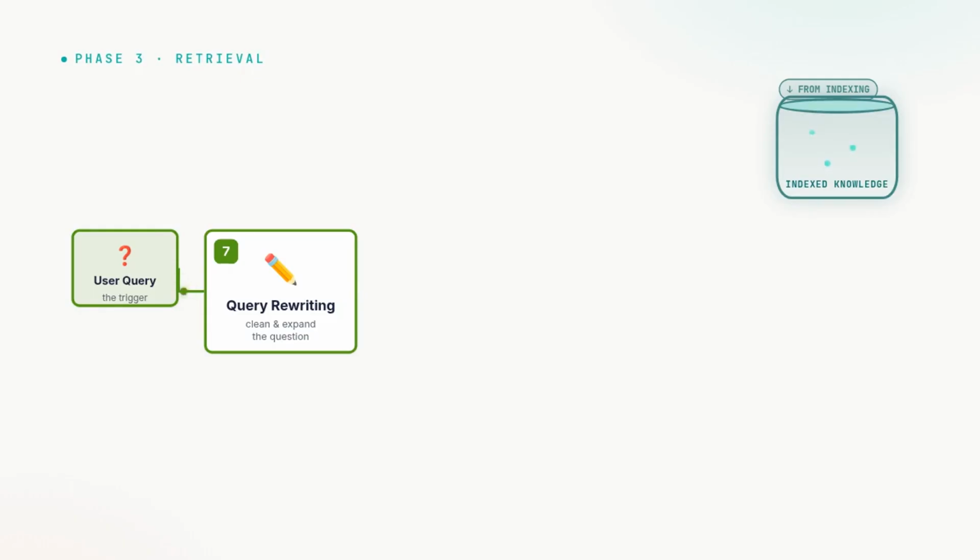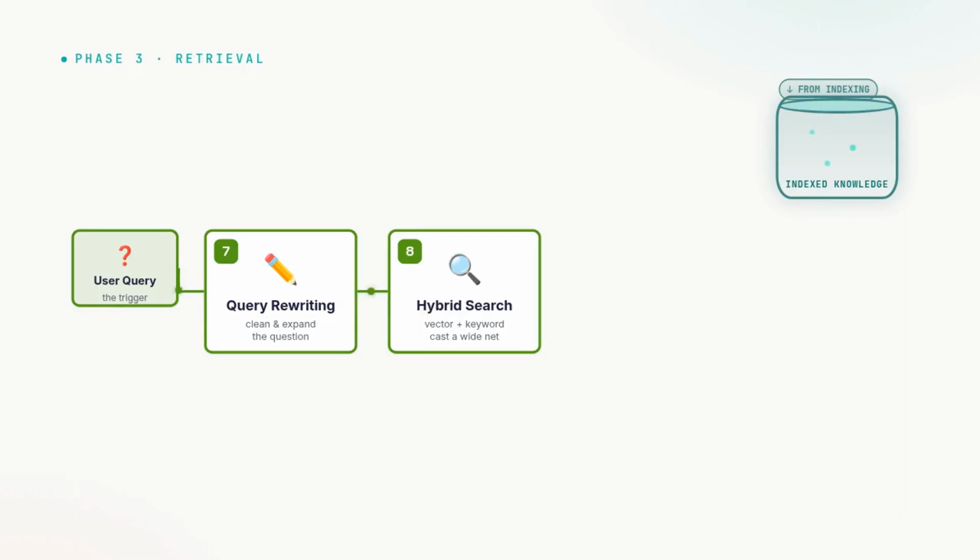Step 8, hybrid search. You don't just search by vector and you don't just search by keyword, you do both. Vector catches meaning, keyword catches names and exact matches. Cast a wide net. Now watch the two-way traffic with the indexed knowledge. Hybrid search sends its query up into the cylinder. That's the upward dotted arrow, search asking the index. The index sends results back down into re-ranking. That's the downward arrow, the index answering. Search asks, the knowledge answers, re-ranking receives.